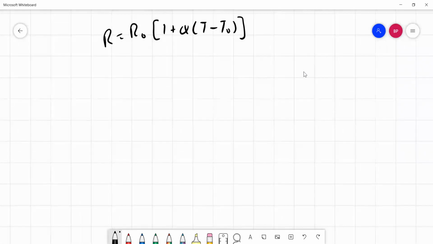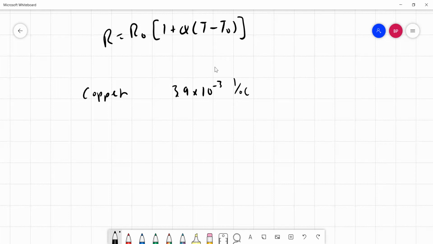So let's just look at a few examples of alpha. There's a long list in your book that you can look at if you're interested. But for instance, copper has this coefficient alpha here of 3.9 times 10 to the minus 3. And then what are the units of alpha? Well, resistance is measured in ohms. This is also resistance, so it's also measured in ohms. So it has to be something that can cancel out the temperature here. So alpha is measured in inverse degrees Celsius.